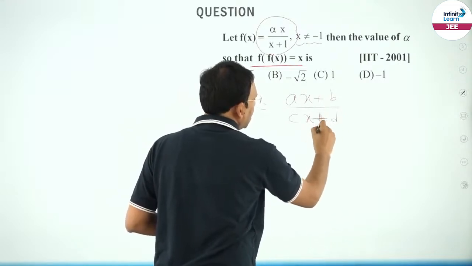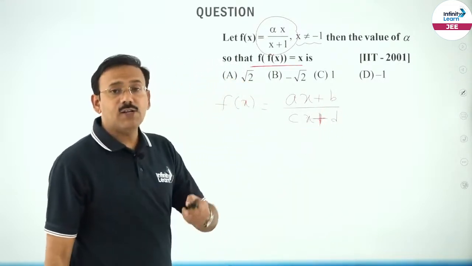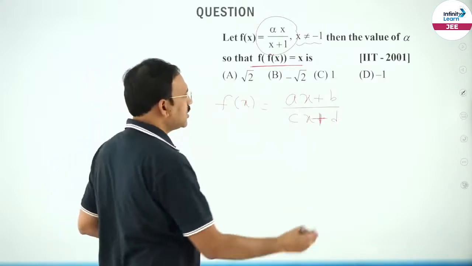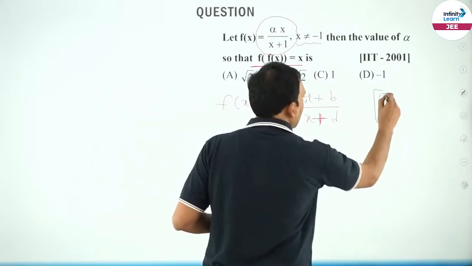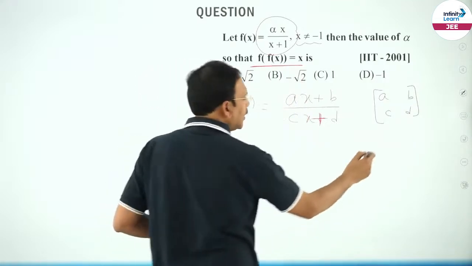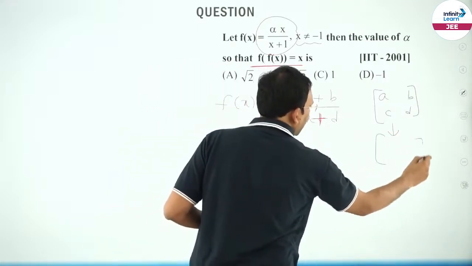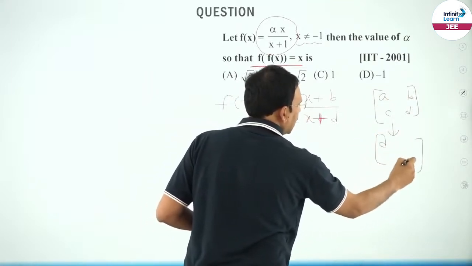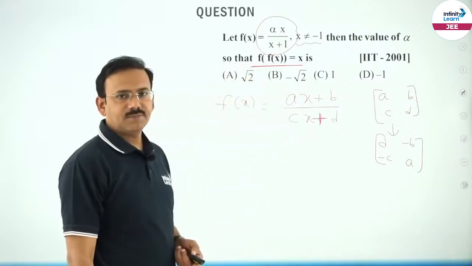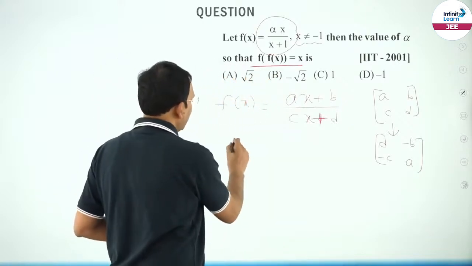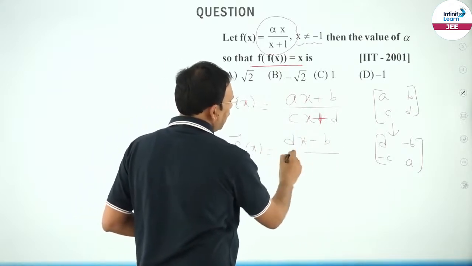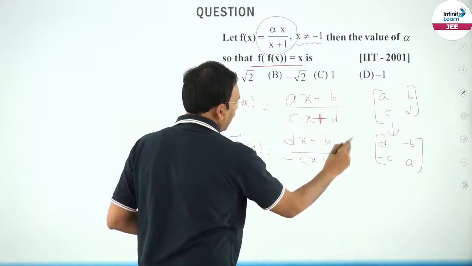Friends, if the function is given like this and you want to find its inverse, I will give you a simple mechanism. You just take a matrix with entries a, b, c, d. In a matrix, I think you know how to write the inverse, especially the adjoint. Interchange d and a and change the sign of b and c, minus b, minus c. From this, my dear friends, f inverse of x is equal to (dx minus b) by (minus cx plus a), right.